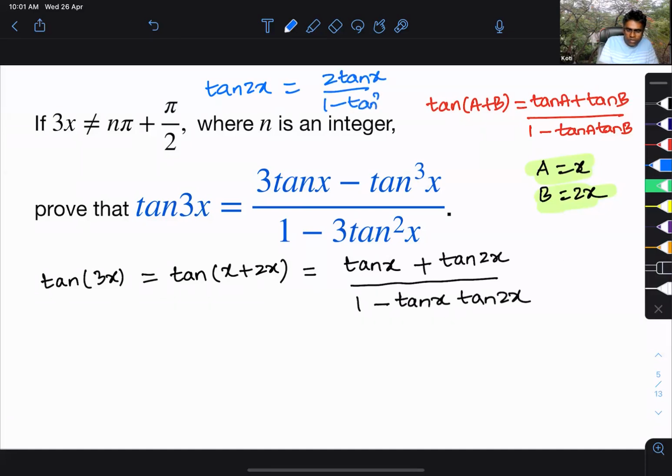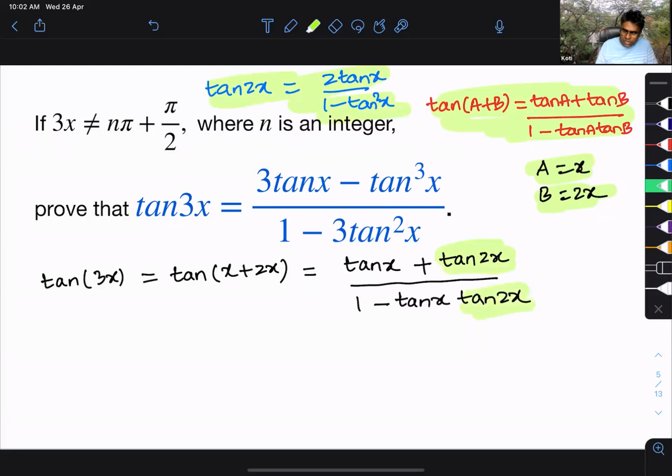Now, if you don't recall it or it doesn't strike you, you can again use this expression. You can use this and substitute a equal to b equal to x. You will end up having this. So you should get this, and that is what we're going to substitute. Wherever you have tan 2x, you substitute.